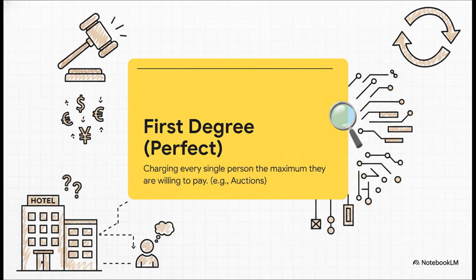This is basically the holy grail of pricing. It's this theoretical ideal where you know the absolute maximum price every single customer is willing to pay, and you charge them exactly that. A live auction is probably the closest thing we get to this in the real world, right? People literally bid up to their max. Online, companies are trying to get closer with AI and huge data sets, maybe offering a personalized discount right at checkout. But for most of us, it's more of a benchmark than a practical strategy.